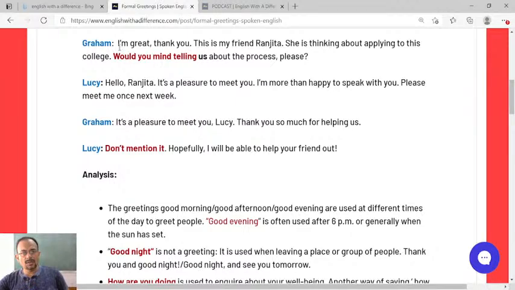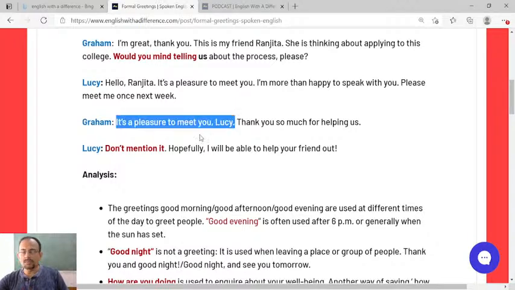Like Graham might have forgotten initially to say, of course, but now at the time of parting, he is saying it's a pleasure to meet you, Lucy. Okay, so sometimes during the introduction phase you can use it's a pleasure to meet you, or sometimes when you are leaving or parting from one another after the introduction, that time also, like Graham has used here, you can make use of this expression, it's a pleasure meeting you, Lucy, or it's a pleasure to meet you, Lucy.